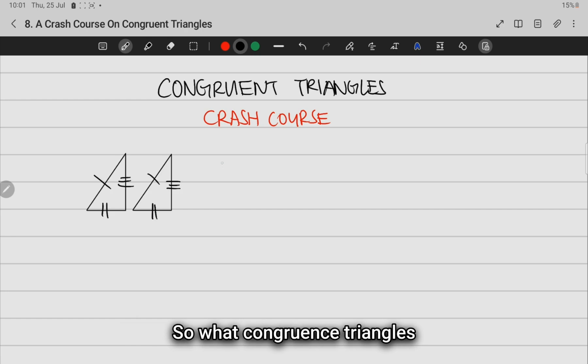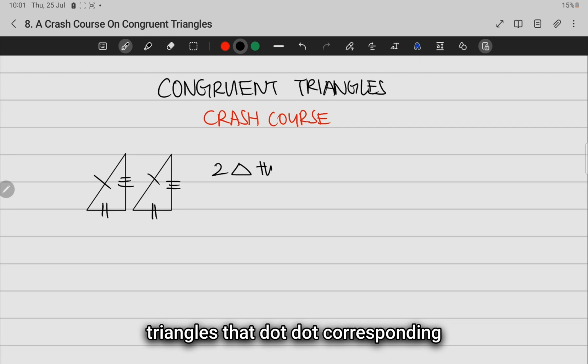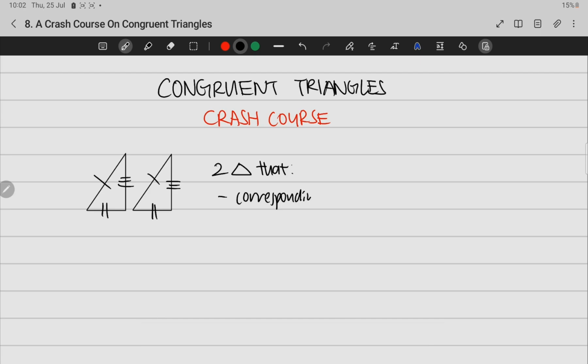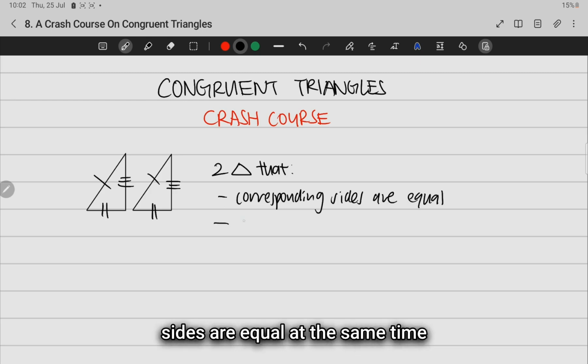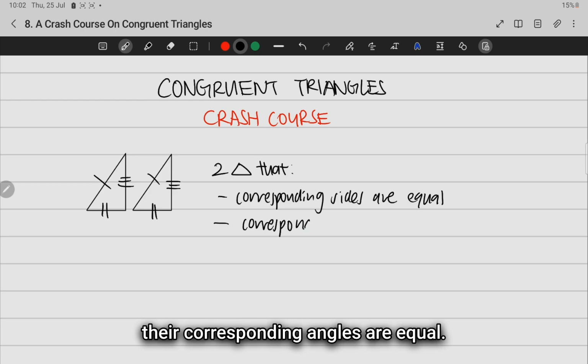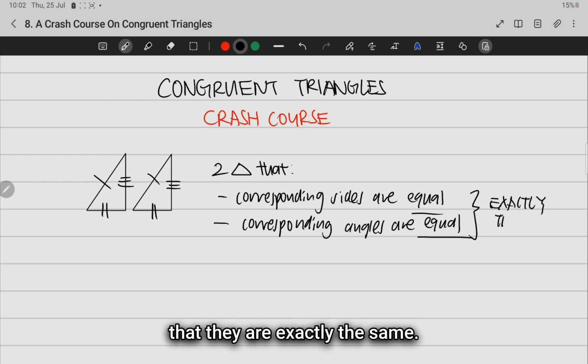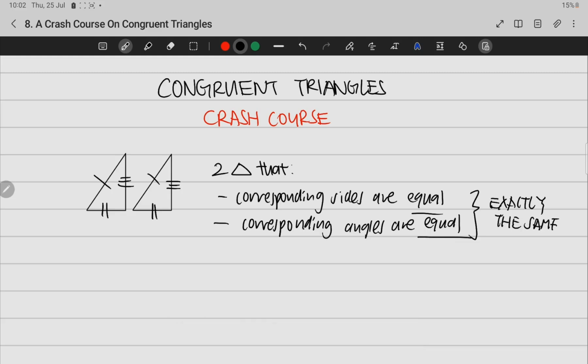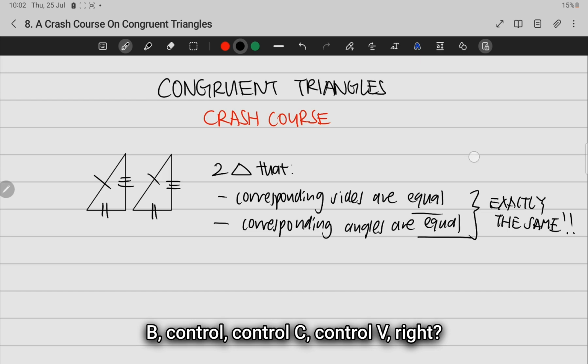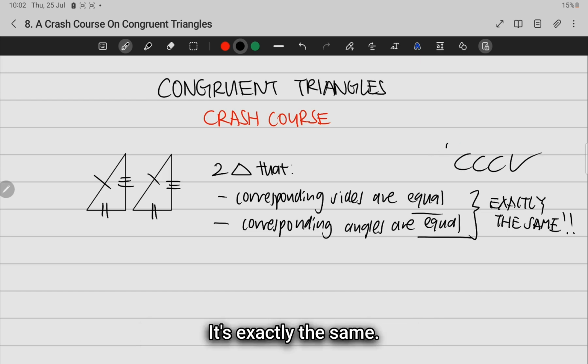So what congruent triangles essentially means, right, is two triangles whose corresponding sides are equal, and at the same time their corresponding angles are equal. They have to be equal. Essentially what this means is that they are exactly the same. It's a copy and paste, right? Control C, Control V. It's exactly the same.